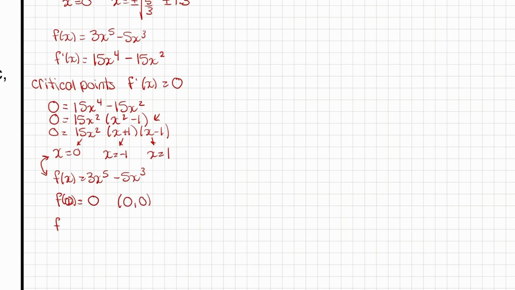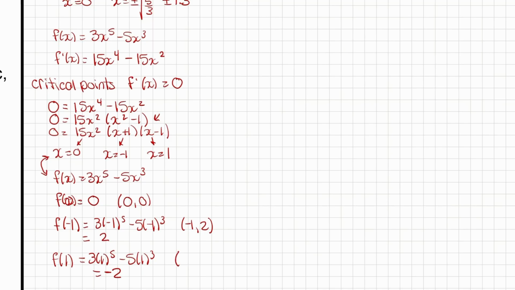We're going to repeat that for when f is at negative 1. When f is at negative 1, we have 3 times negative 1 to the power of 5 minus 5 times negative 1 to the power of 3. That actually gives us 2. So we have another critical point at negative 1 and 2. And then finally, when x is equal to 1, so f at 1, 3 times 1 to the power of 5 minus 5 times 1 to the power of 3 is going to give us negative 2 this time. So now I have another critical point at 1 and negative 2.